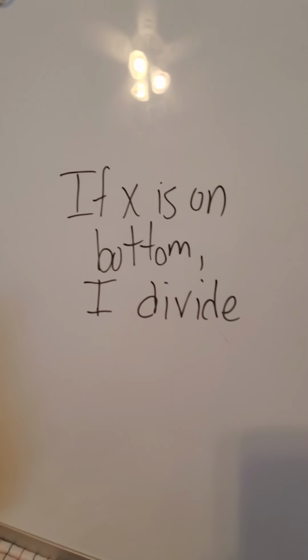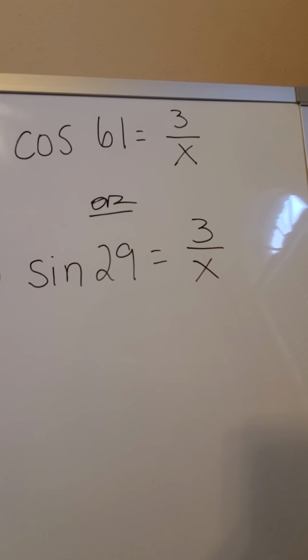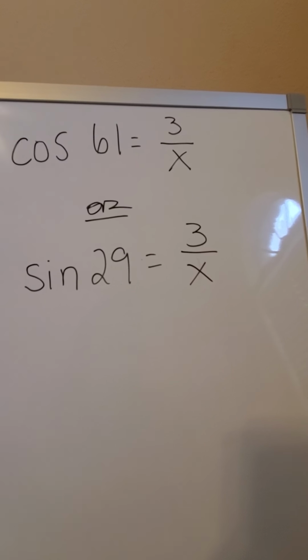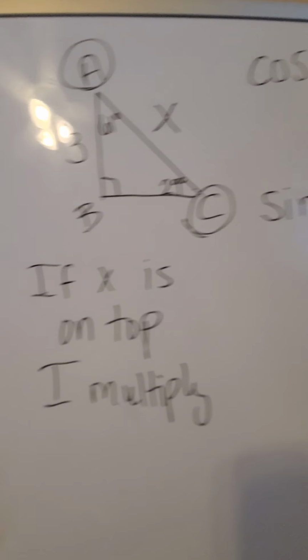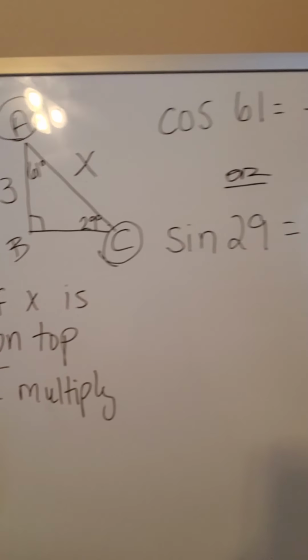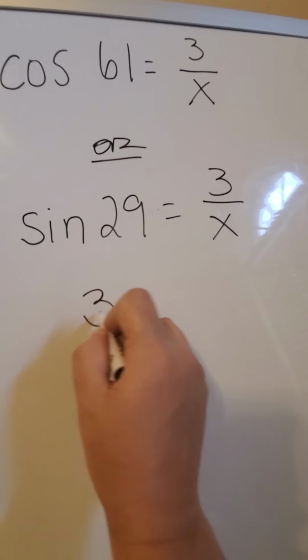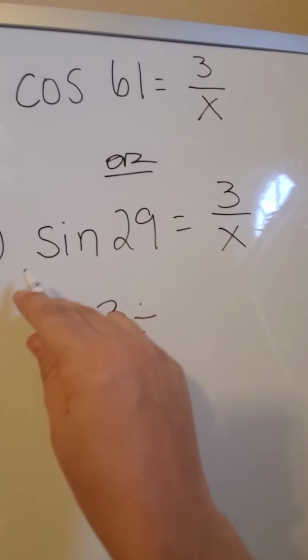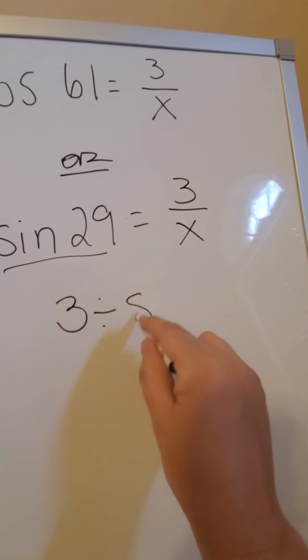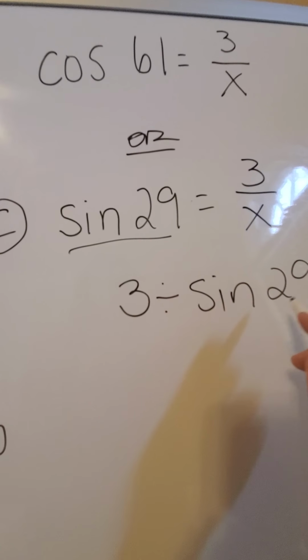So I look over here at my examples. Where is x? Is it on top or bottom? Hopefully you notice it's on bottom. So back over here, if x is on bottom, I divide. So what I'm going to do is say the number that's on top, 3, divided by this here, sine 29. Okay, make sure you put this first, this second.